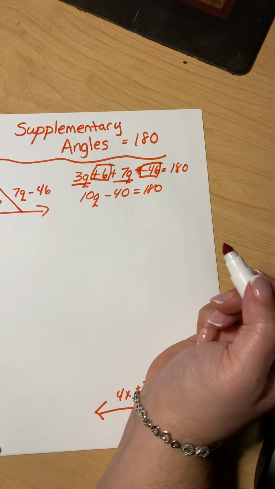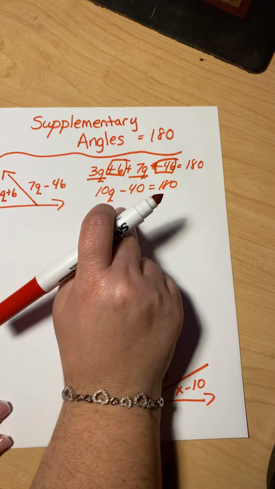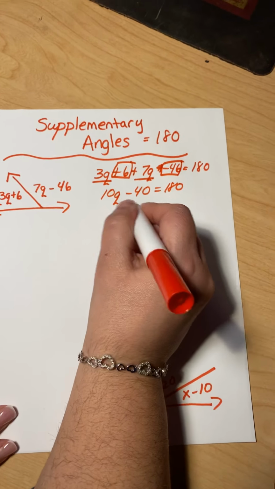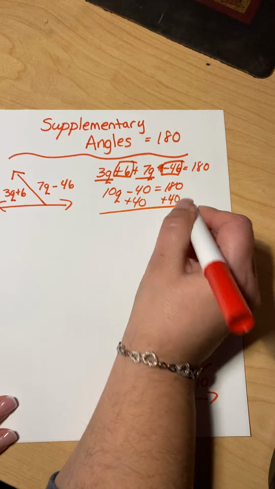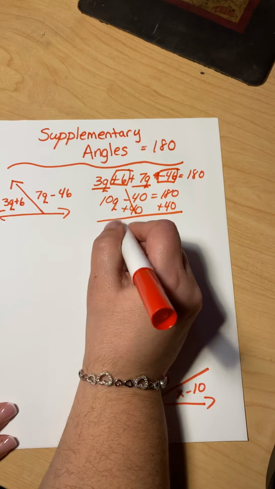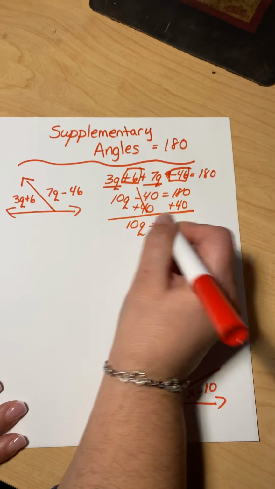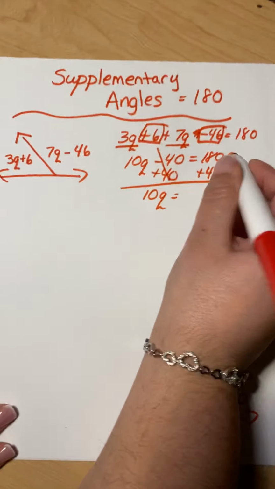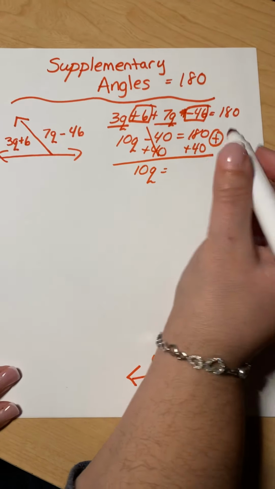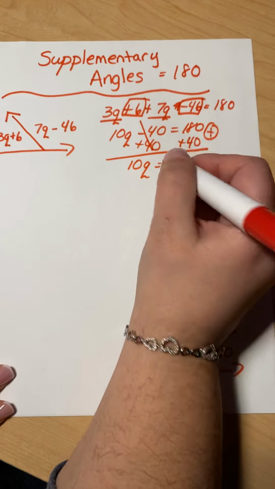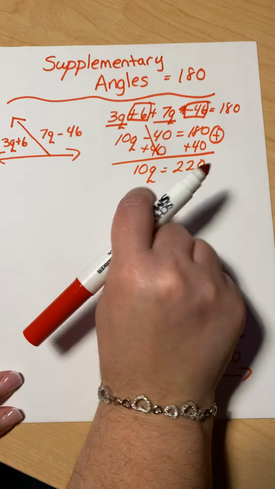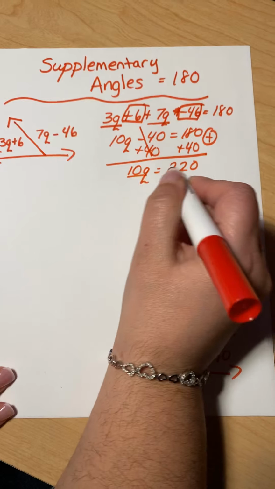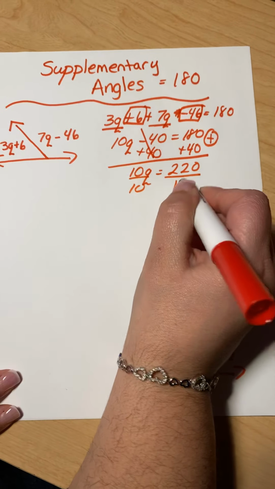Now I need that 10q by itself, so I'm going to add 40 to each side because I have to do the opposite. Positive and negative cancel out. That leaves me 10q is equal to 180 plus positive 40. That gives me 220. My q still isn't by itself, so I'm going to divide both sides by 10.